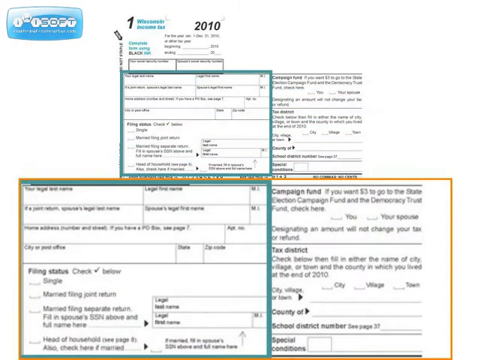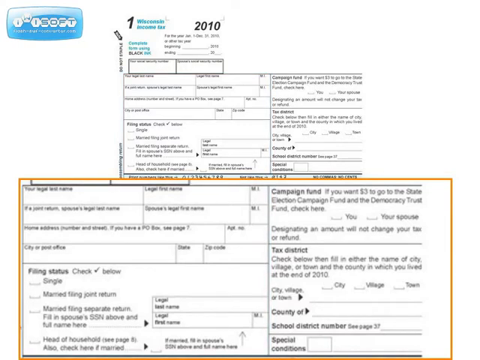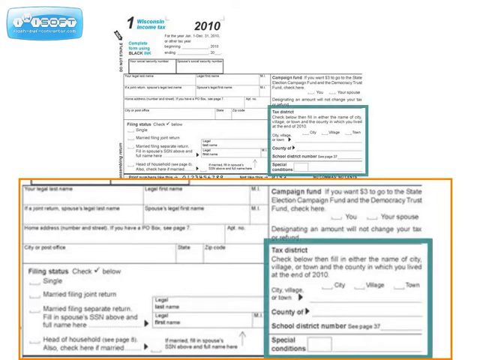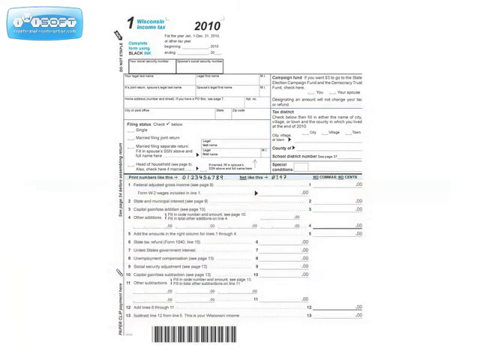The top part of the Form 1 is where you would write name, address, and your filing status. The filing status that a taxpayer would use is the same status they used for their federal tax return. Some additional items the Wisconsin tax return needs completed are the tax district and the school district the taxpayer lives in.